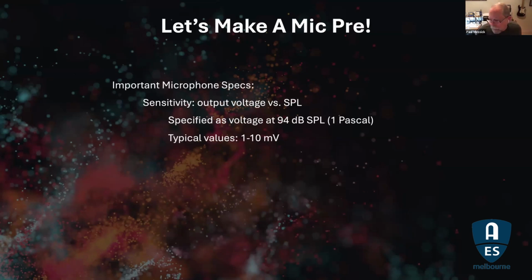So if we're going to make a mic pre, there are a few specs that are important. For a microphone, those specs are sensitivity, so the output voltage versus the SPL that the mic is in. That's normally specified as 1 Pascal pressure.